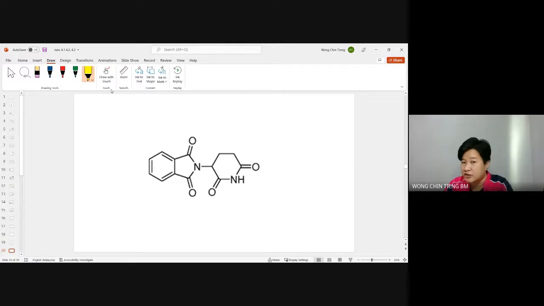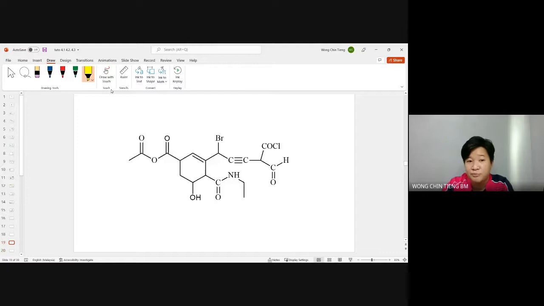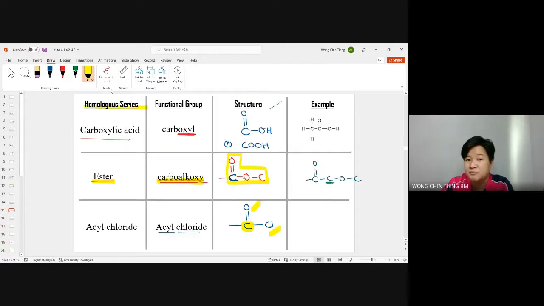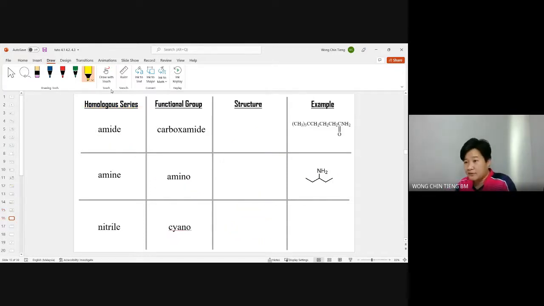You will come across a question like this. Are they directly bonded? Okay? So be very careful when I say they must be directly bonded. Okay? They must be bonded to the same carbon holding both of them. Alright? And last but not least, dua ni adalah satu topik nanti. Your amide homologous series and your amine homologous series.